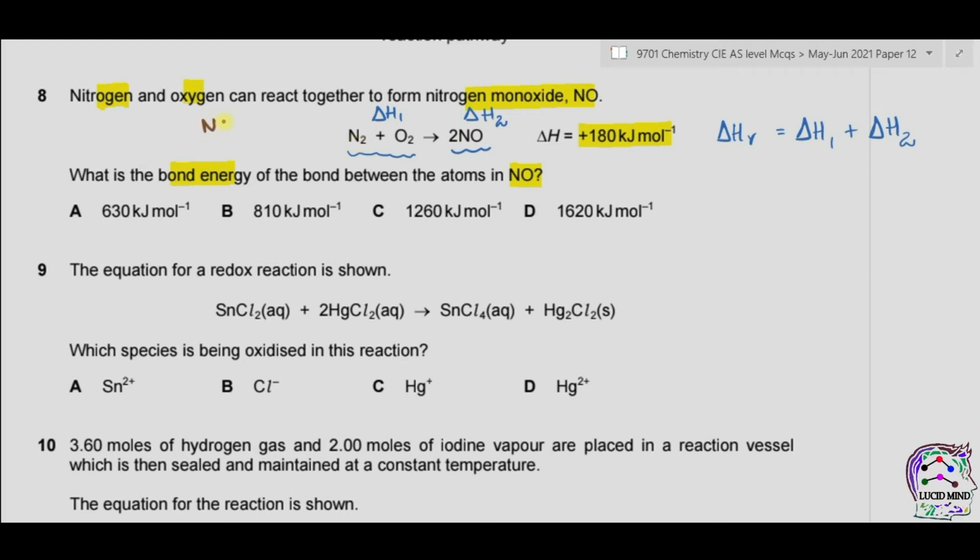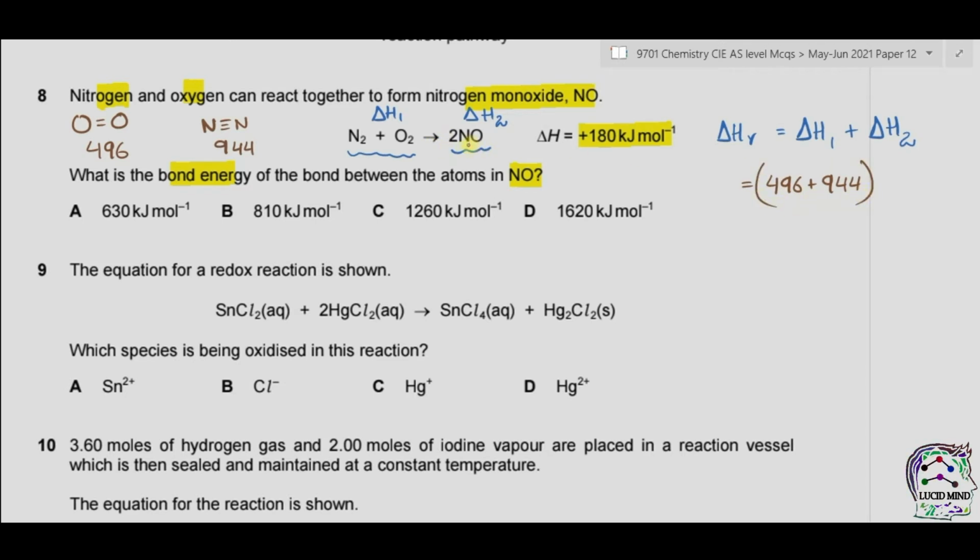For breaking the N triple bond N, the energy required is 944 kilojoules per mole. For breaking the double bond in oxygen we have 496 kilojoules per mole. So combining these two we can find delta H1. As this is bond breaking, it is always endothermic and the sign is positive. So 496 plus 944, this is for delta H1.